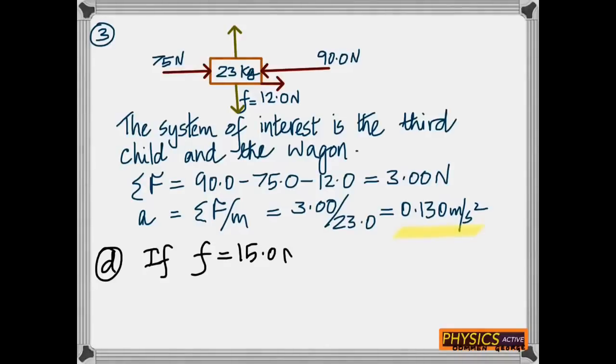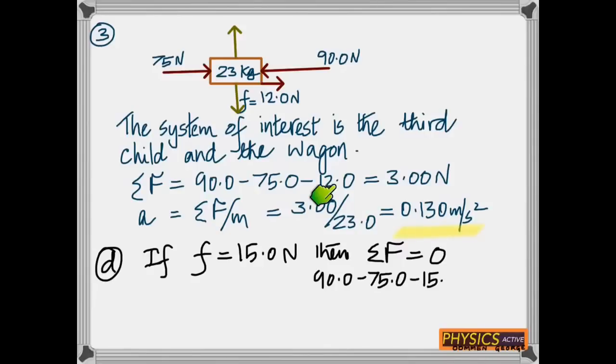And if the friction was different, if it was 15, then the net force becomes 0. When you put 15 here, you're going to get 75, as I'm showing it down here, get it as 0, therefore the acceleration is 0.